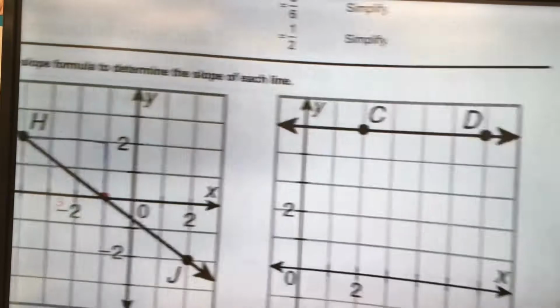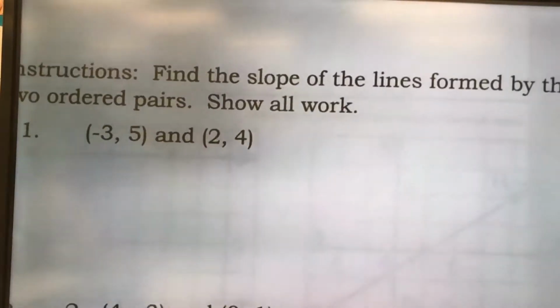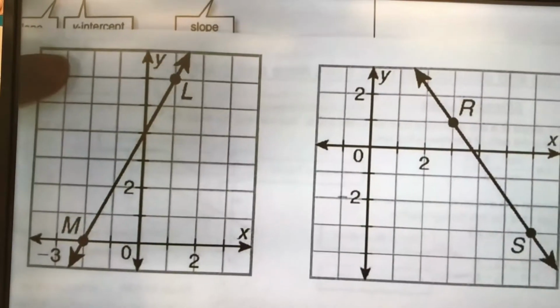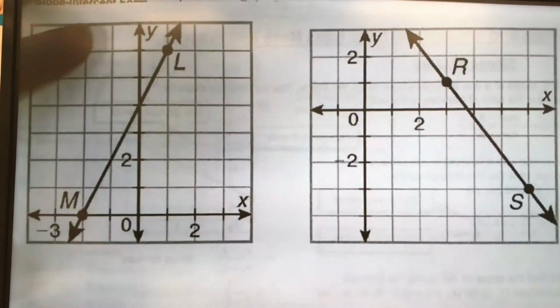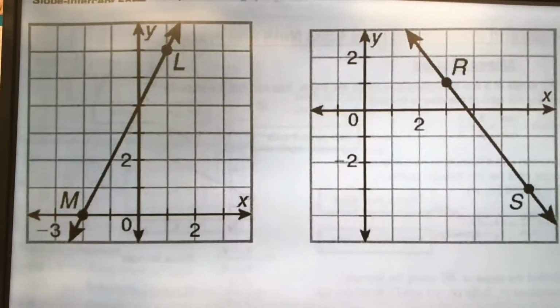So you have 2 more questions over here. Look at those questions and find the slope of that line. Take a moment, pause the video and find the slope of that line.